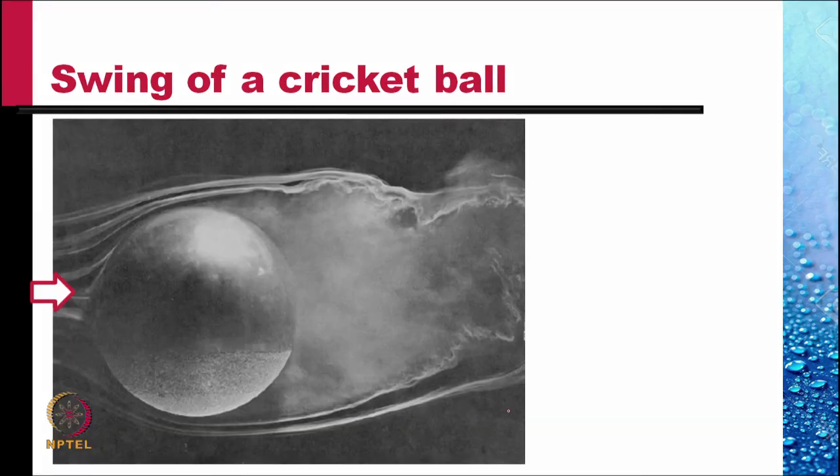This actual flow picture shows the same phenomena. One side of the ball has been roughened and one side of the ball is smooth, so that the air is shifted, given a momentum, towards the smooth side, and therefore there's a net force that is downwards. So this mechanism of swing seems justified.